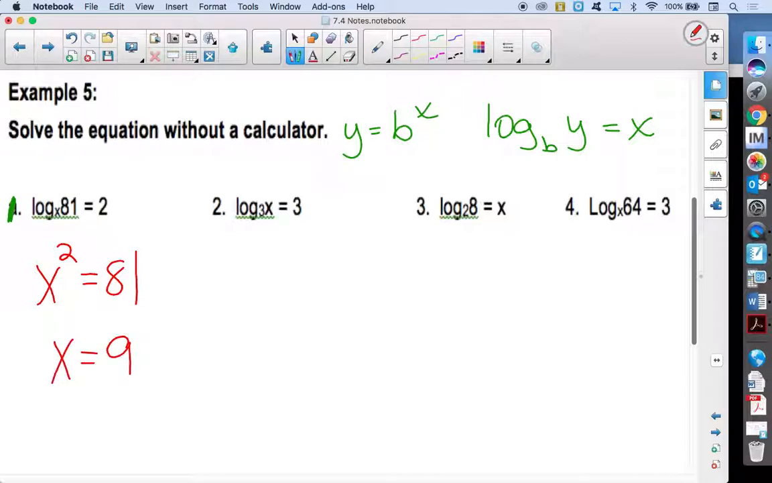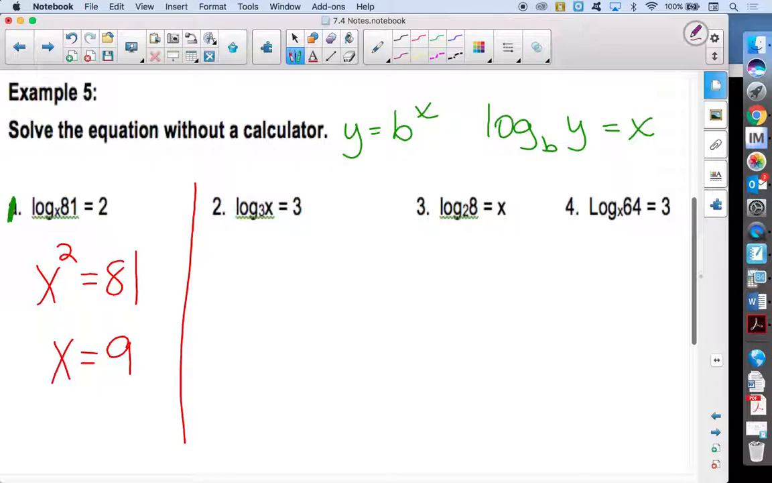It's only positive 9, because by definition, that base has to be positive. That's by the definition of a logarithm. So x is equal to 9. So that means I would have log base 9 of 81 equals 2, which is a true statement, because 9 squared is 81. So if you look at number 2, log base 3 of x equals 3.